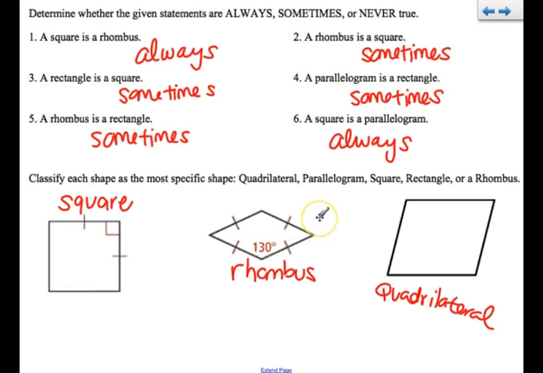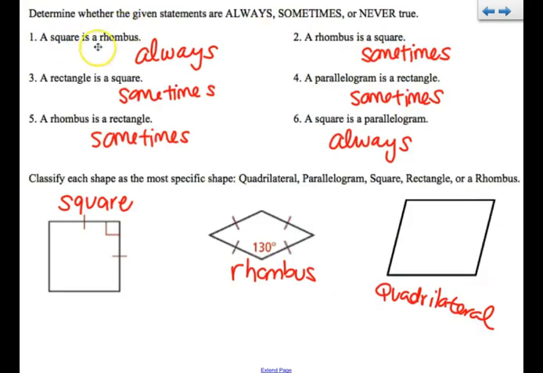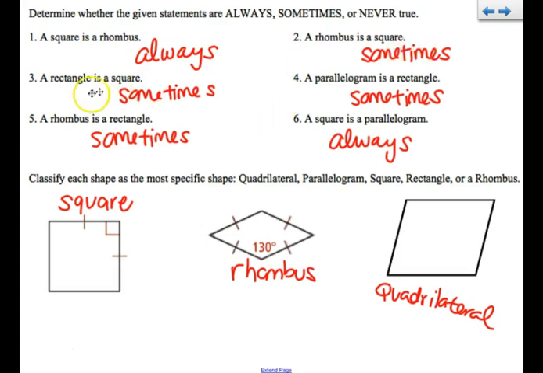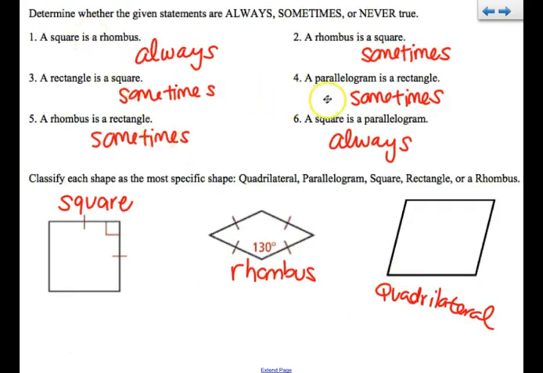One, a square is a rhombus, that's always true. So notice over here, a square is always everything above it. So a square is always a rhombus. A rhombus is a square sometimes. So a rhombus could sometimes be a square if it had all right angles, but sometimes it doesn't have to. A rectangle is a square, that'd be sometimes again. So a rectangle could sometimes be a square if it had all the same sides.